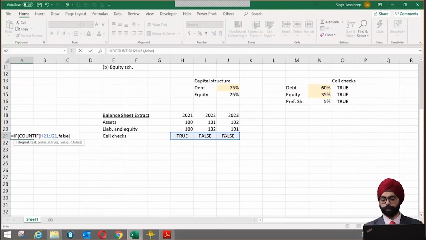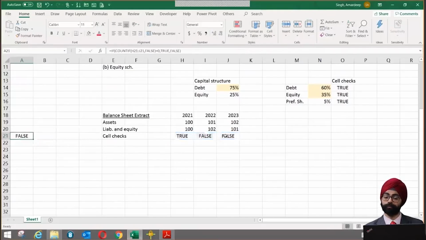And if that counting is equal to 0, which means that there is no false value, if that counting is 0, then I'm good with it because there is no problem. I would say then call it true, otherwise call it false. And see the result, it gives me false because I've got two values of false out here.